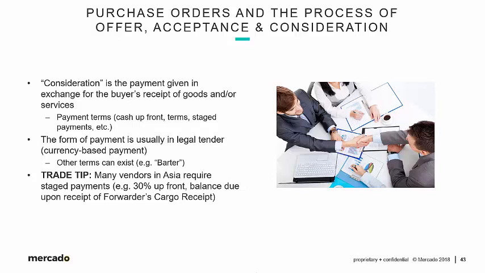And as a trade tip, we've talked about this before. Many vendors in Asia require staged payments. For example, 30% up front, balance due upon receipt of the forwarder's cargo receipt. Those terms can be negotiated, but it's important to point out that a lot of vendors in Asia operate on this premise. Maybe it's 40% up front, maybe it's 50%, who knows? But it's not unusual to see staged payments.